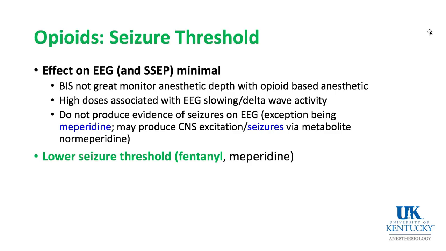Very high doses are associated with some slowing of the EEG and delta wave activity. They do not produce evidence of seizures on the electroencephalogram. The one exception, as we talked about, was meperidine and its metabolic breakdown product in patients with renal failure, normeperidine, which can cause seizures.